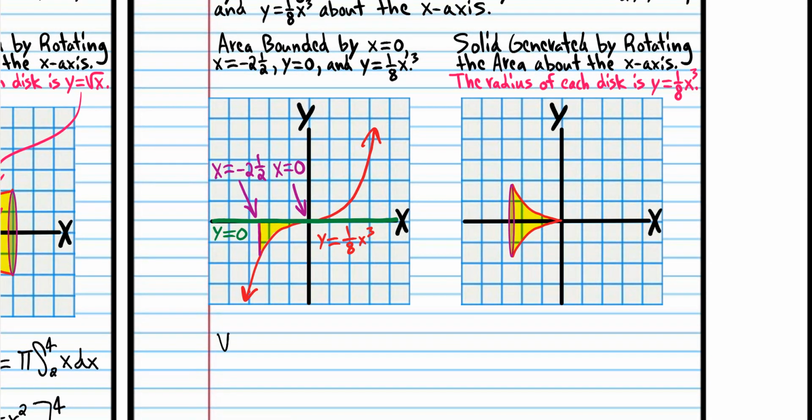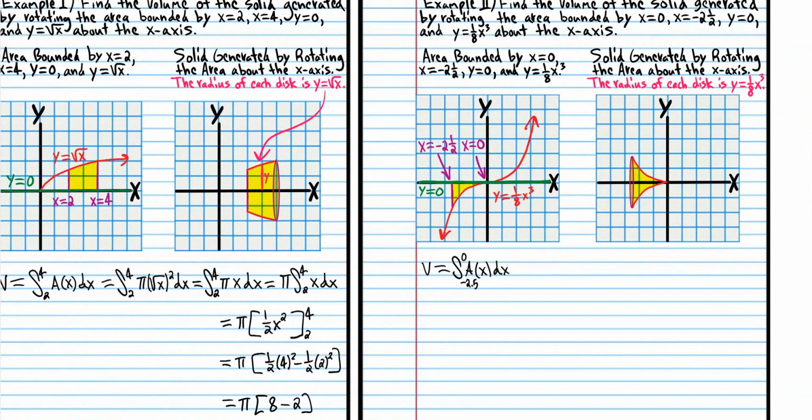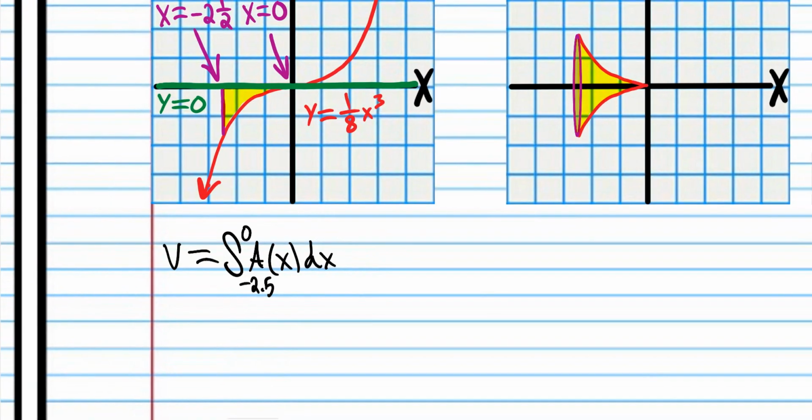So let's find the volume. It's going to be the integral of the cross-sectional area from negative 2.5 to 0. And the cross sections, they're just circles, so they're going to be pi r squared.